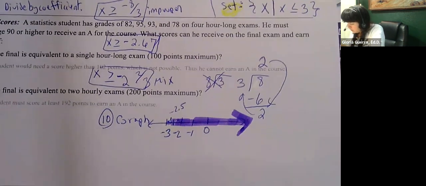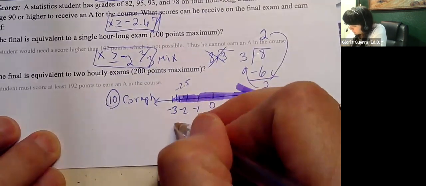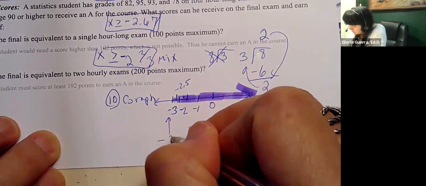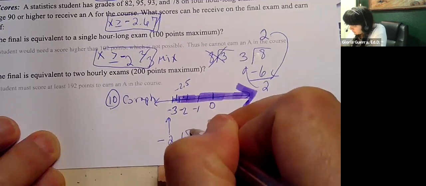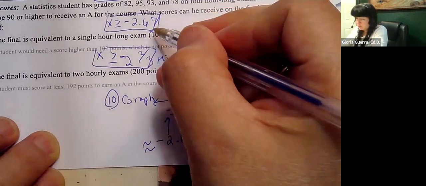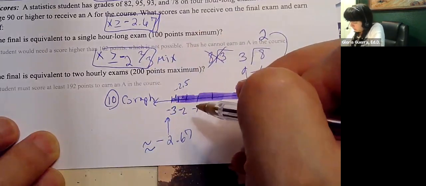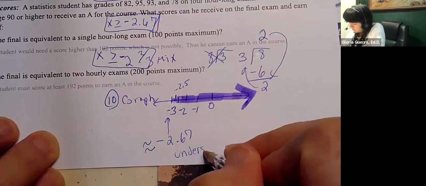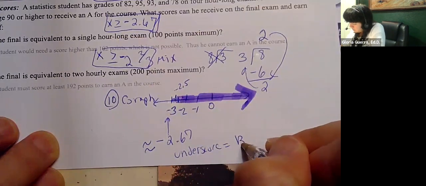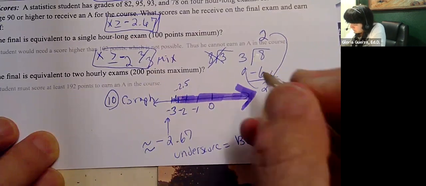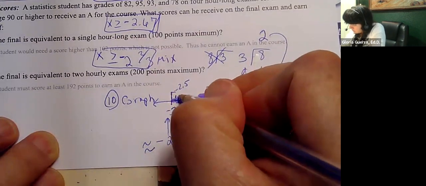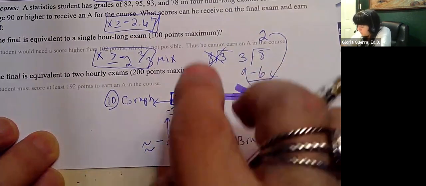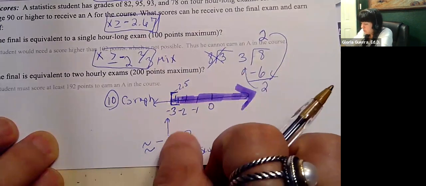And see on the negative, -2.67, this is approximately, if you round that to the nearest hundredth. See how you have the underscore? Underscore equals, so you have to use a bracket. And so you have to shade it in that direction. That's supposed to represent about negative 2.67.